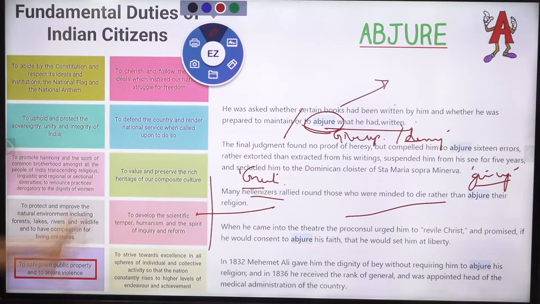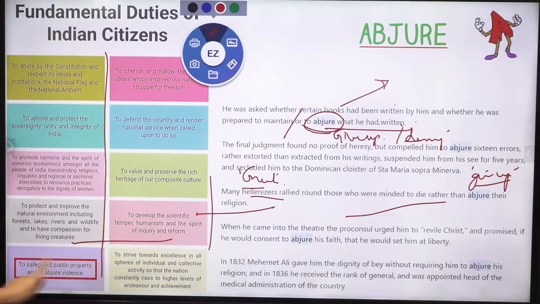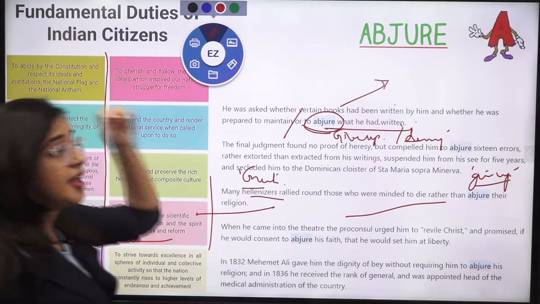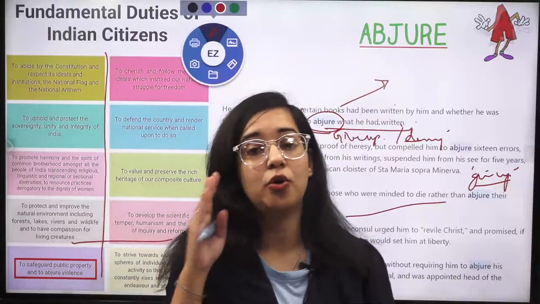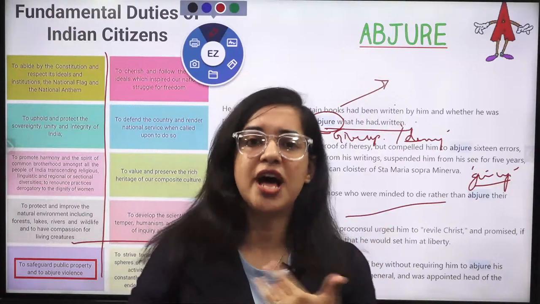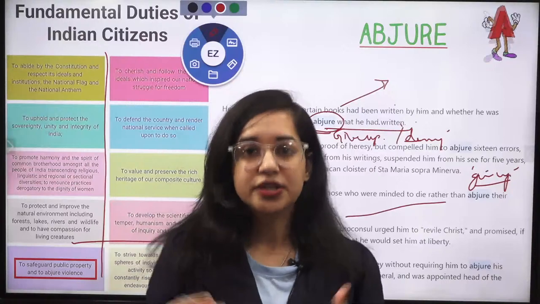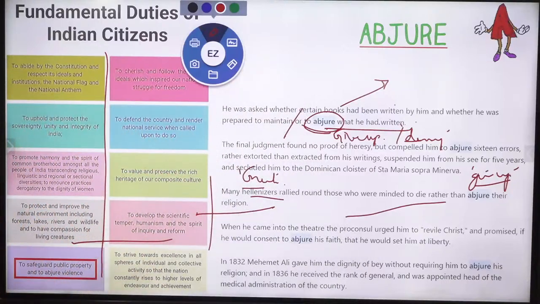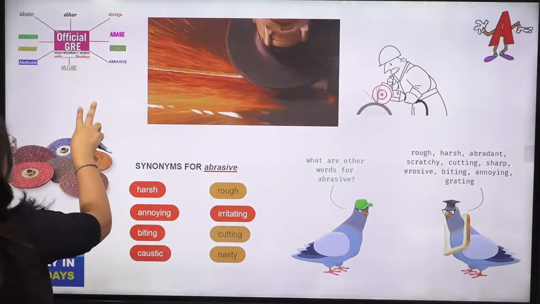So this is a list, and also you can have it in your constitution also, to safeguard public property and to abjure violence. So you have your fundamental rights and duties. There also this word is mentioned, where it is mentioned that you need to abjure violence. You need to give up violence. You need to deny that you want to be violent in the society. So that is the meaning of abjure. So this is how you remember. Ki abjure, aap remember kar lo kisi religion ke saath, ya aap remember kar lo fundamental rights ya aapke constitutions ke saath. Right? Next word is abrasive.